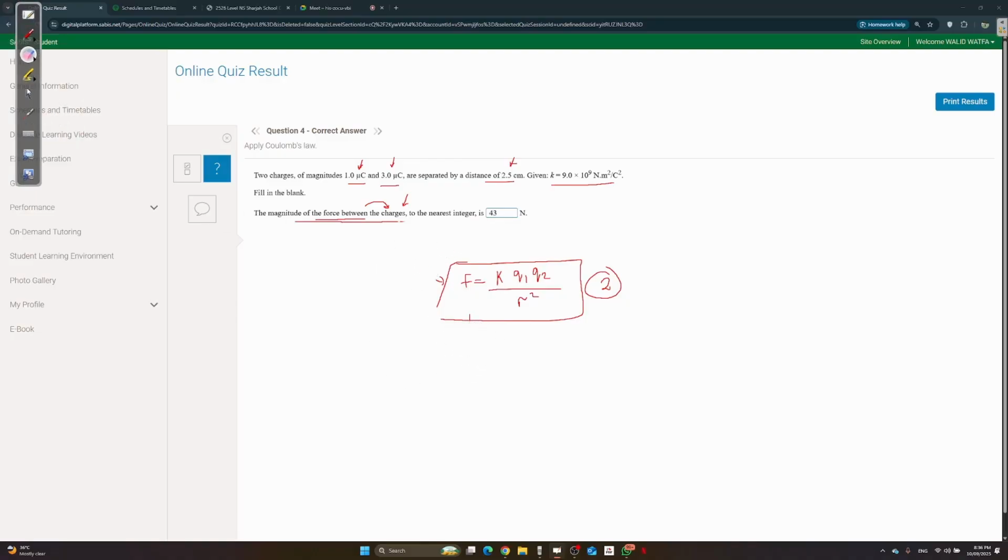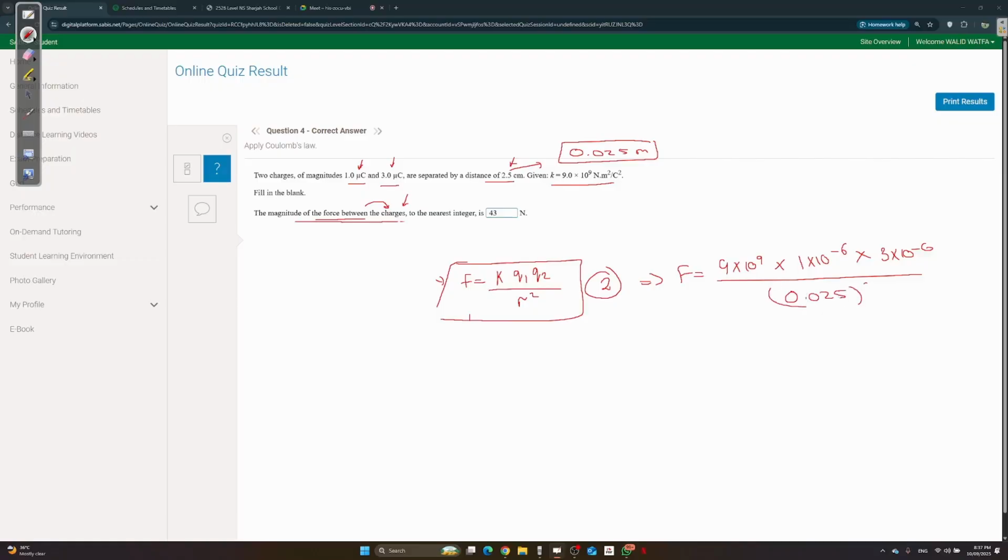Okay, so we have K, which is 9 times 10 to the power 9. Perfect. And then Q1 is 1 times 10 to the negative 6. Perfect, you got the unit. Q2 is 3 times 10 to the negative 6. And then R squared. First we have to make it in meters, so we divide by 100. So it's going to be 0.025. And then we square it.